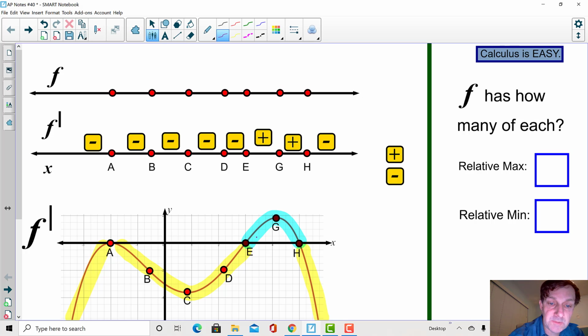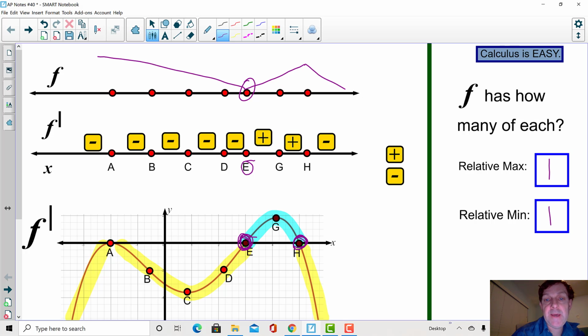Okay, I think you can see that something special is happening at point E, and something special is happening at point H. And so our original function actually decreases all the way until you get to E, and then from E to H, our original function is increasing, and then after H, our original function is going to be decreasing. The question is, how many relative minimum and how many relative maximum values do we have? In this case, we have one of each. We're going to have a relative minimum at x equals E, and we're going to have a relative maximum at x equals H.